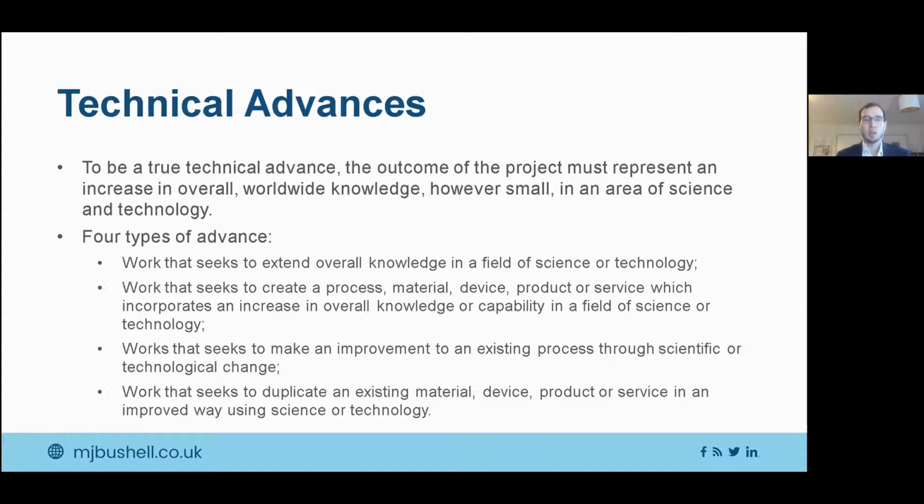Maybe they're making the cost of building it less expensive. Maybe they're making the manufacturing process more efficient, or maybe they're coming up with a new way of delivering the same service, but in a more timely manner as well. So there's lots of ways that you can actually be achieving an advance by simply appreciably improving something that's already in existence.